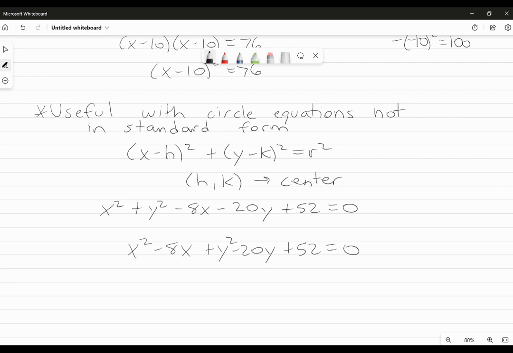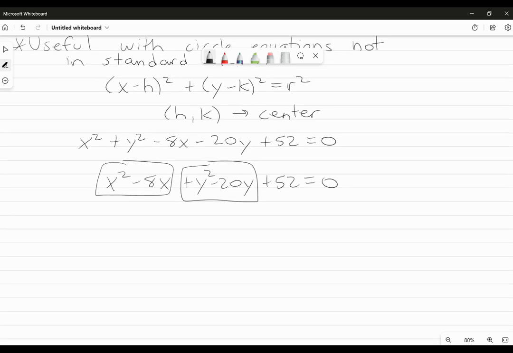And so what we're going to do is complete the square twice. We're going to complete the square for the x values, and then we're going to complete the square for the y values. I'm going to do the same thing as we did last time. I'm going to move the 52 to the other side, so I'm just going to rewrite this equation. To move 52 to the other side, I have to subtract it.